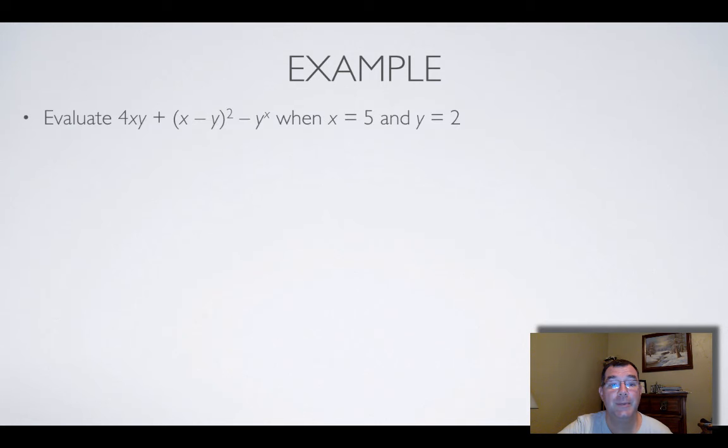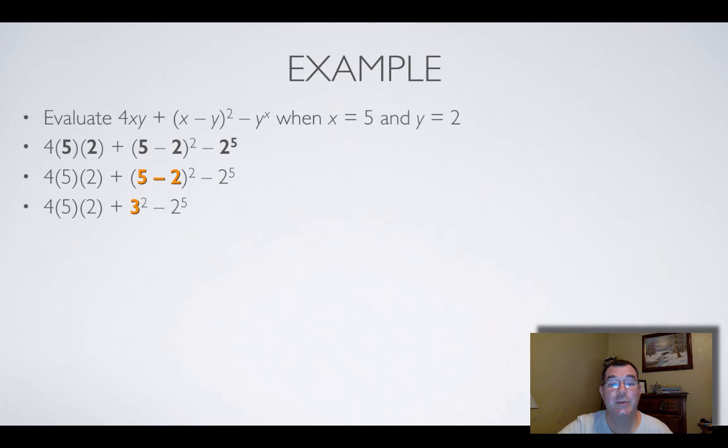Okay, here's another example. If I were to evaluate 4xy plus x minus y squared minus y to the x, when x is 5 and y is 2, well, the first thing I have to do is substitute those numbers in. So every x is going to become a 5, and every y is going to become a 2. So now my expression reads like this. So let's look at what we have, as far as order of operations go. Do we have parentheses? Yes, we have 5 minus 2 in that set of parentheses. That needs to be simplified to a 3. Now I look for exponents. I've got 2 of them. I've got 3 squared and I've got 2 to the 5th.